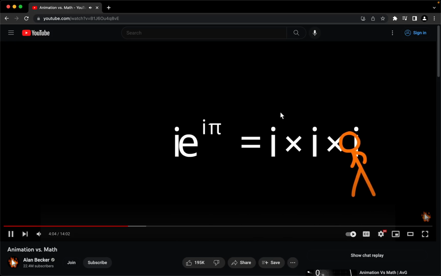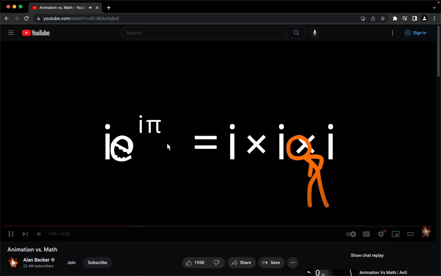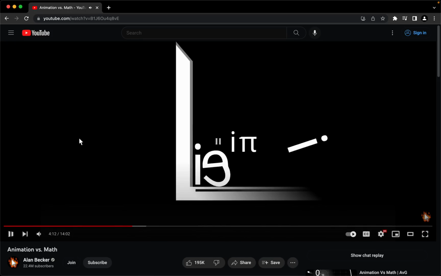So you have i times e to the i pi. He's like, oh shit, let me get out of here. He's like a kind of cornered animal. He runs away. He's like, I want to escape. The second coming kind of chucks i at e to the i pi times i.